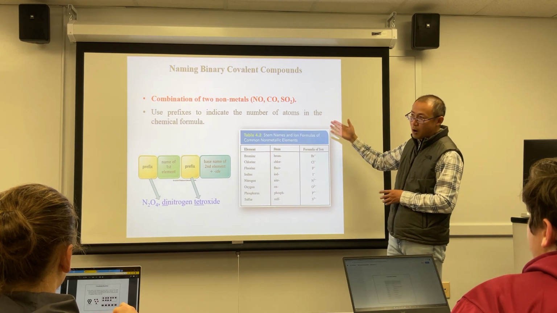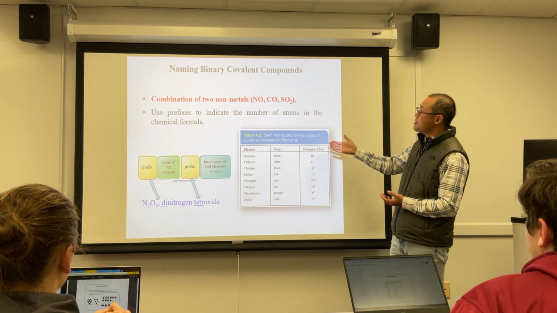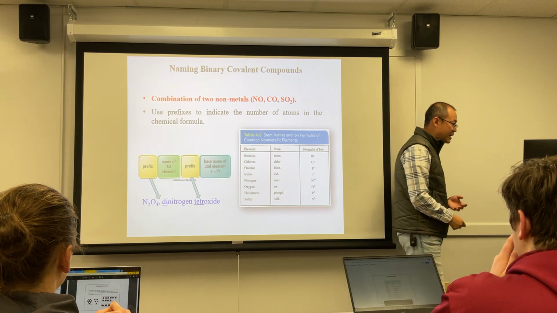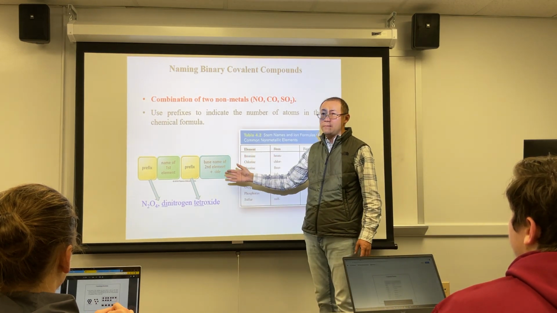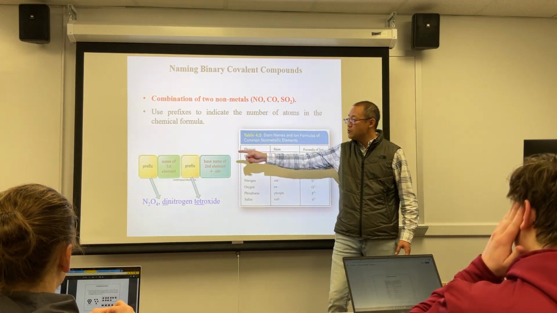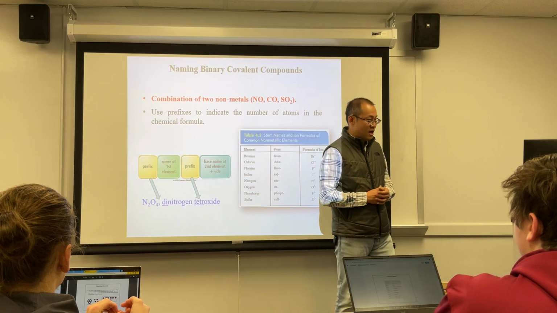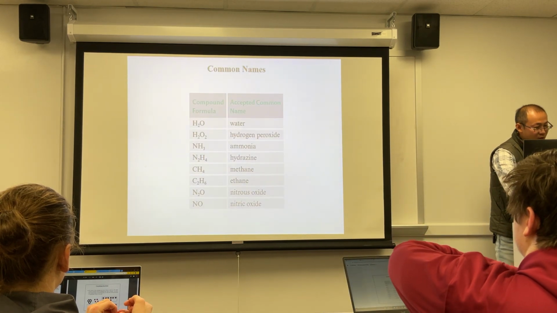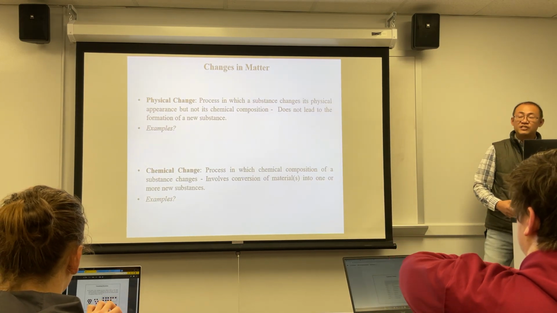Those binary covalent compounds are seen a lot in this chapter 1. They are compounds containing what? Two non-metal elements. Okay, and the rules are basically naming the first element followed by the stem name plus ite, and then use prefixes to indicate the number of the atoms for each element. Okay, so those are the ones we studied, and then we begin studying changes in matter.